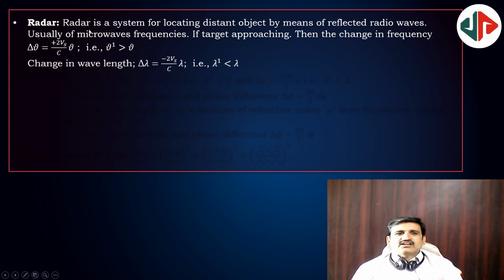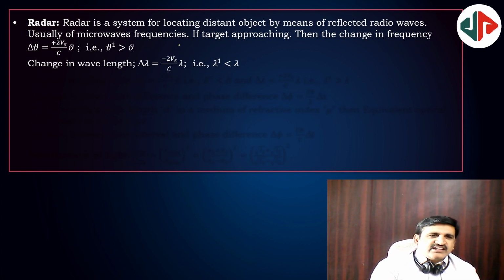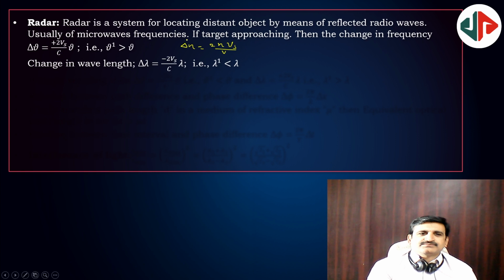Radar. Radar is a system, radio detection and ranging, locating distant objects by means of reflected radio waves. And the same we are using, delta nu equal to 2 nu Vs by V. This is frequency, not V. Delta n you can take as 2n Vs by V, where n is the given frequency, delta n the shift in frequency, Vs source velocity, V light velocity. Like that you can take. That is frequency, nu, that is not V.